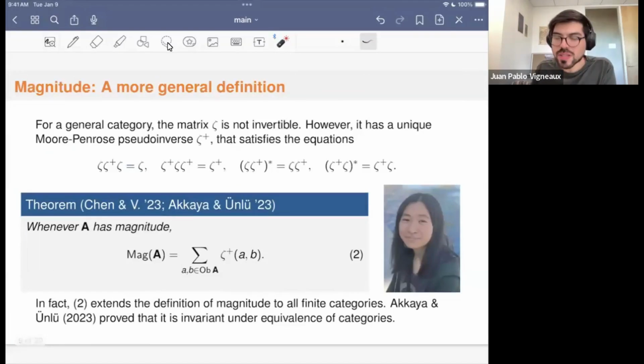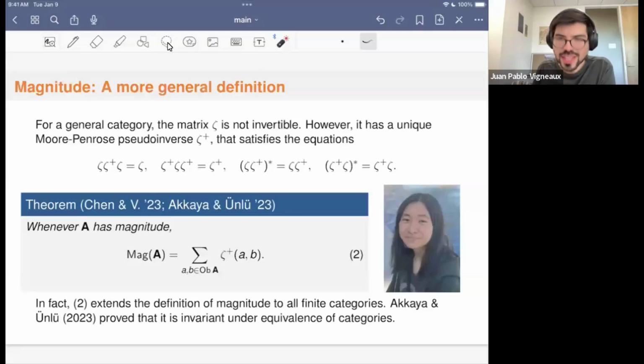Then I wanted to mention briefly that we have a slightly more general definition of magnitude. This is what Akaya and Nulo introduced last year, and in parallel us; we didn't know about each other's work. The simple idea is that you take zeta, and when it's not invertible, instead you take the pseudo inverse. For any matrix with complex coefficients, there is a unique Möbius pseudo inverse, which is the only matrix that satisfies these four equations.